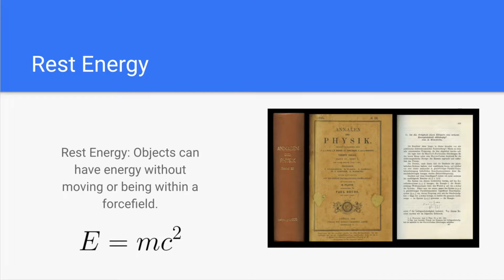The rest energy E is directly proportional to the mass by the speed of light squared. This equation shows how mass is another form of energy. This is never observed at our level in the macroscopic world, but is commonplace at the atomic scale.